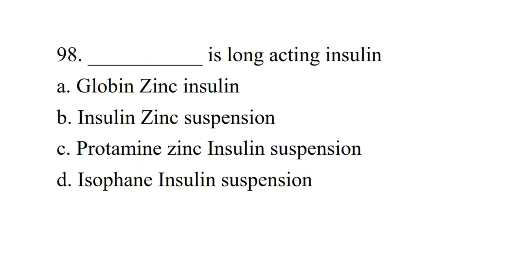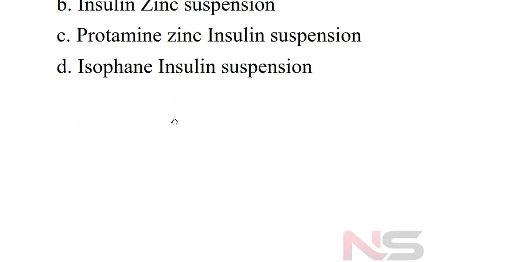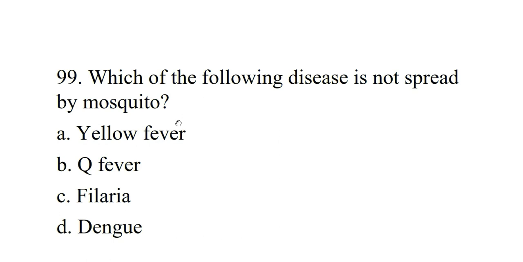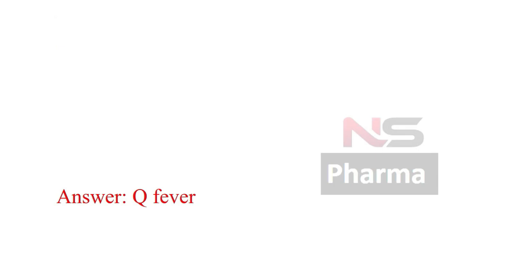Question number 98. Dash is long acting insulin. Option A, globin zinc insulin. Option B, insulin zinc suspension. Option C, protamine zinc insulin suspension. Option D, isophane insulin suspension. Answer, protamine zinc insulin suspension. Question number 99. Which of the following disease is not spread by mosquito? Option A, yellow fever. Option B, Q fever. Option C, filaria. Option D, dengue. Answer, Q fever.